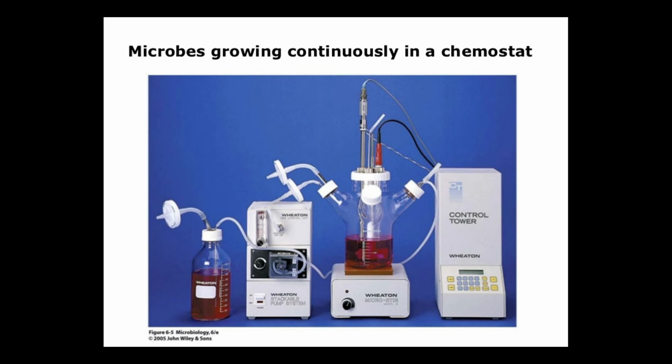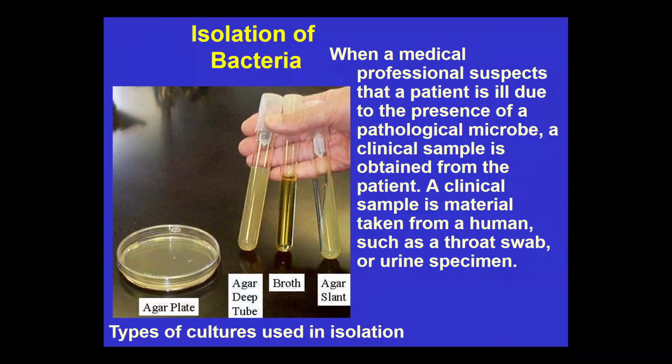So when the volume is very small, you can see the control tower with the electrode to measure pH continuously, and this is the pump to pump in through the inlet the new nutrients, and through the outlet the used medium together with some product of interest will be taken out.